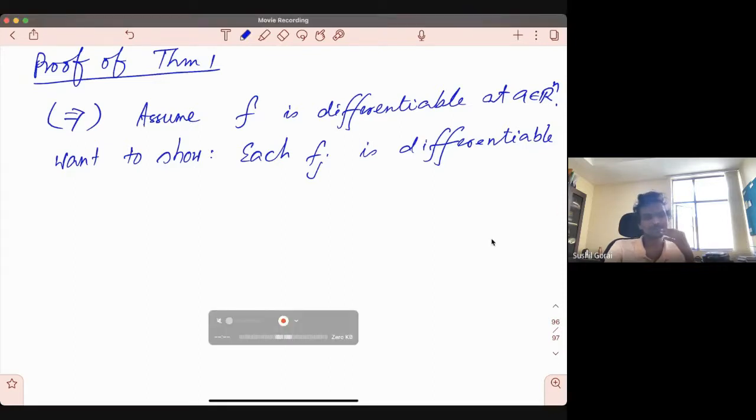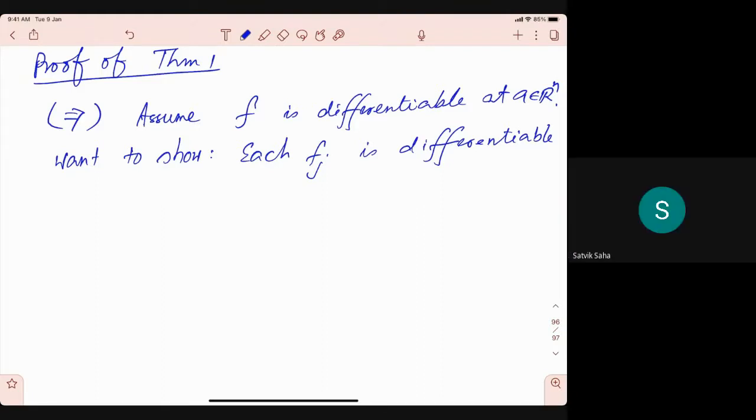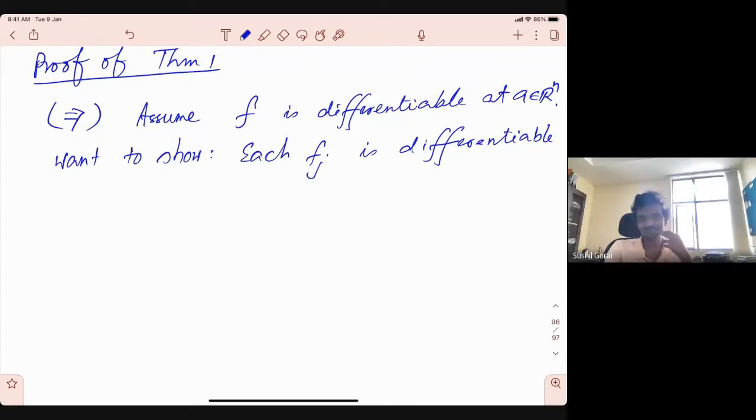But I want to use the chain rule. Can anybody give an argument using the chain rule? You can compose with projection maps. Right. So projection maps are linear maps. So Sorin, can you tell me whether any linear map is differentiable or not?